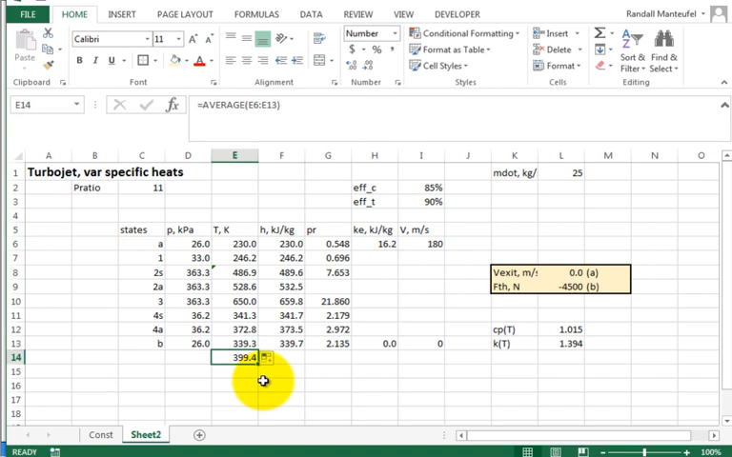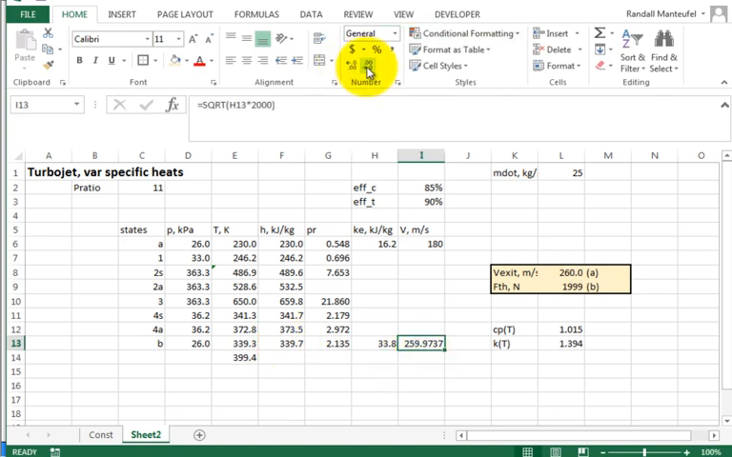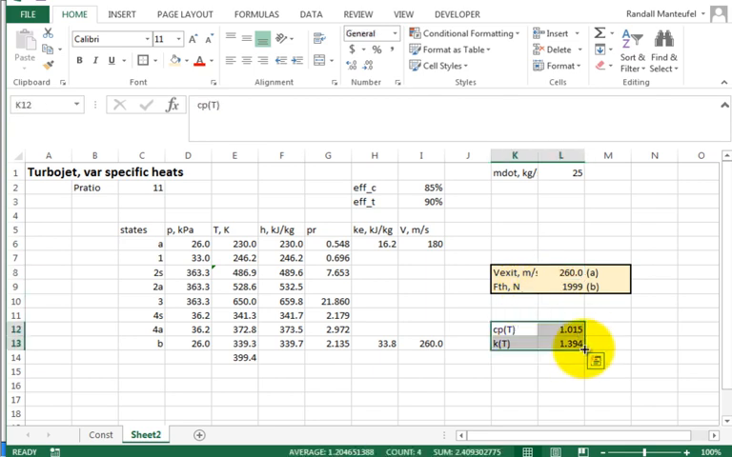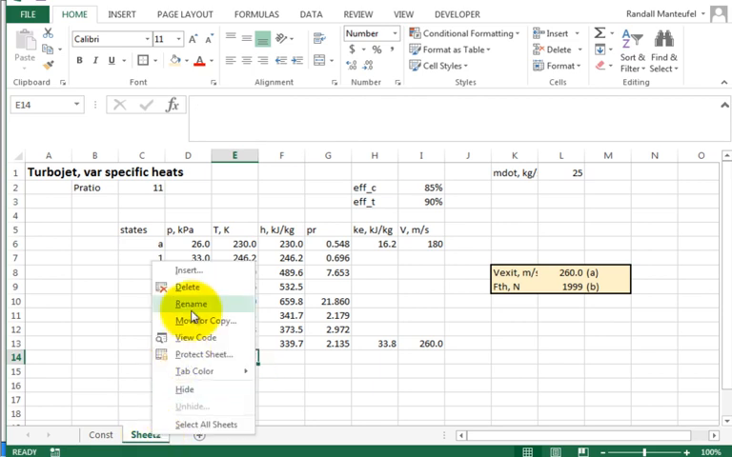Actually, isn't it interesting? The average temperature of the cycle is about the same as what we had with constant specific heats. All right, so we have that, but we need to get our kinetic energy. Our kinetic energy is the difference between this one minus that one. And then our exit speed is 260 meters per second, and that's our thrust. This was not needed. That was copied over. So this is using variable specific heat.